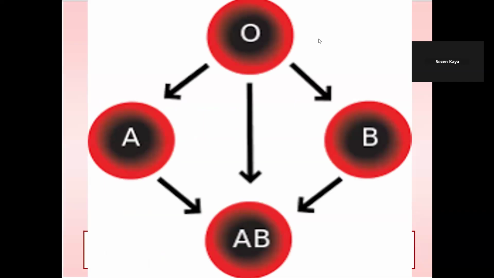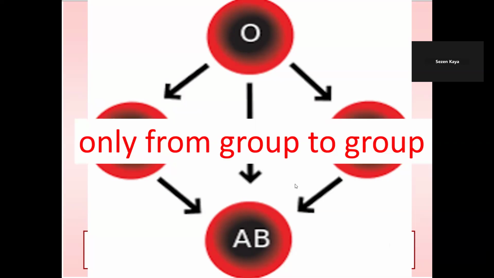When we are talking about blood transfusion, in the school program, as usually they say, we have a universal donor and a universal recipient. But it's not true, because in medical practice, already a long time ago, we transfer only blood from a group to the same blood group. So first group to first, second to second, and so on. Only from group to group.